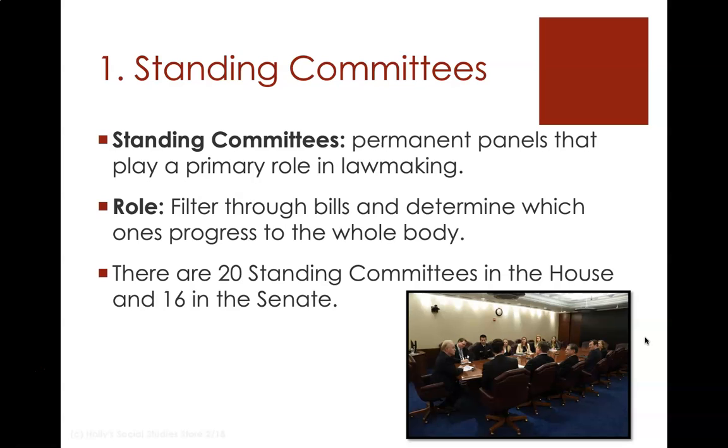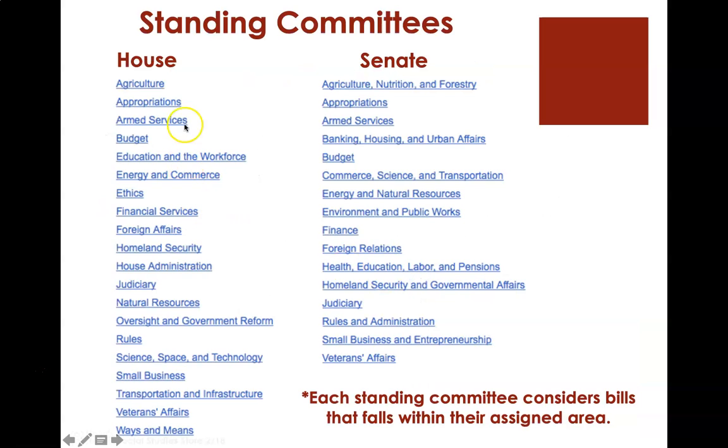The first type of committee is known as a standing or permanent committee. These are permanent panels that play a primary role in lawmaking. Their role is to filter through bills and determine which ones to progress to the whole body. There are 20 standing committees in the House and 16 in the Senate. Typically, members of the Senate serve on multiple committees, and members of the House, maybe one or two.